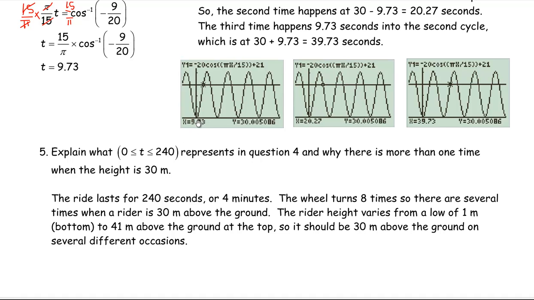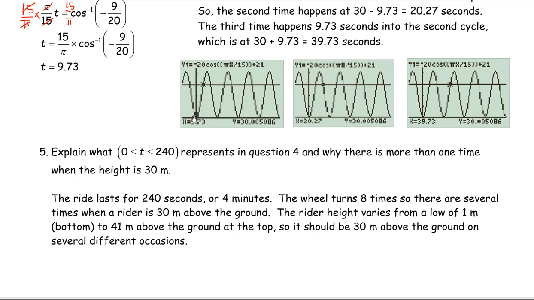So the length of one revolution is 30 seconds, but we're going for a total ride of 240. So if you divide 240 by 30, you actually get 8. So actually there's 8 full revolutions, like you go around the Ferris wheel 8 times. So there's lots of times when you're going to be 30 meters off the ground.